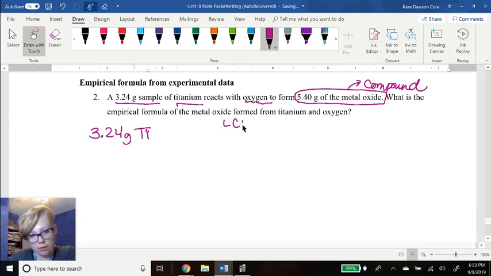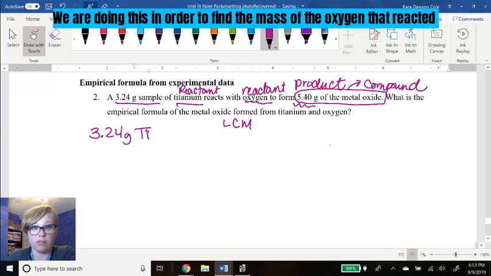The law of conservation of mass states that mass cannot be created or destroyed. So this is my product, right? And then titanium is a reactant and oxygen is a reactant, and that's the only thing that I have reacting with one another. So if I have the mass of the product, then I can find my mass of oxygen by subtracting the titanium.